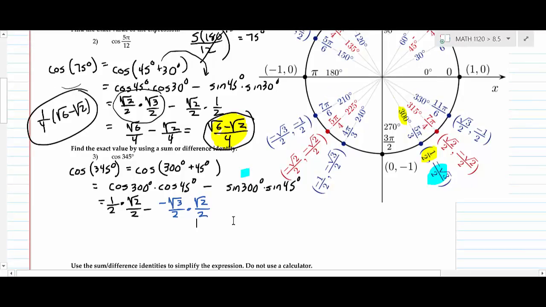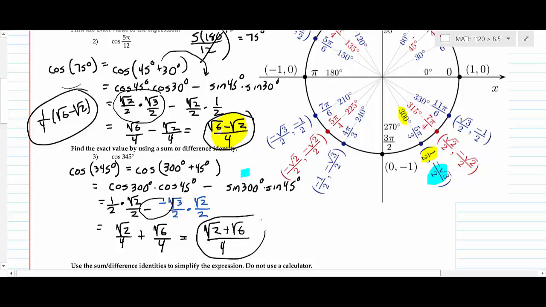Now we just clean it up and see what we get. If we multiply this first fraction out, that's just going to give square root of 2 over 4. Now be careful here, you've got two minuses, so that's going to turn into a plus. That's positive, so that's plus square root of 6 over 4. Now when we put this in the same fraction, we have square root of 2 plus square root of 6 all over 4. It doesn't matter what order you put the numerator in, and that's the right answer.